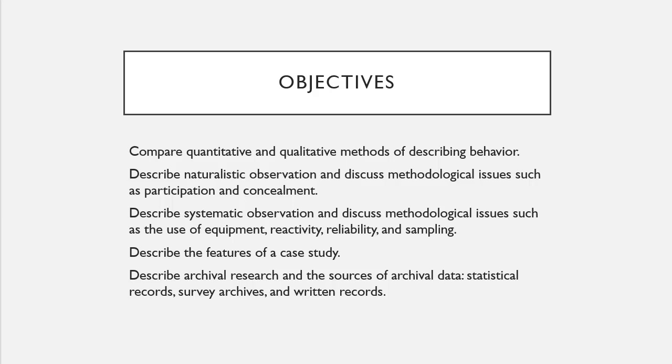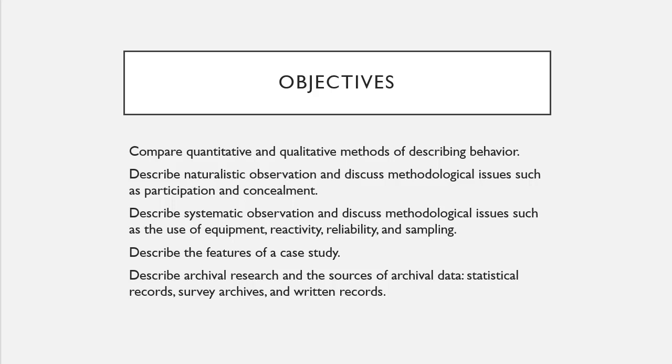We're going to talk about the features of a case study, and then we're going to talk about archival research, which is a type of research where we use existing records, and we'll take a look at the National Center for Educational Statistics in particular, but there are also other statistical records, survey archives, and written records that you could look at. Think of looking through a newspaper, for example.